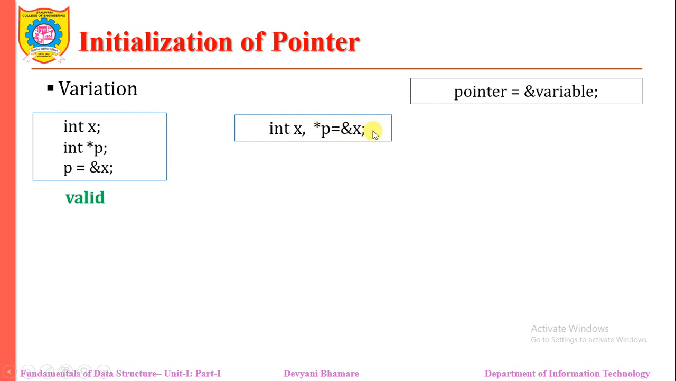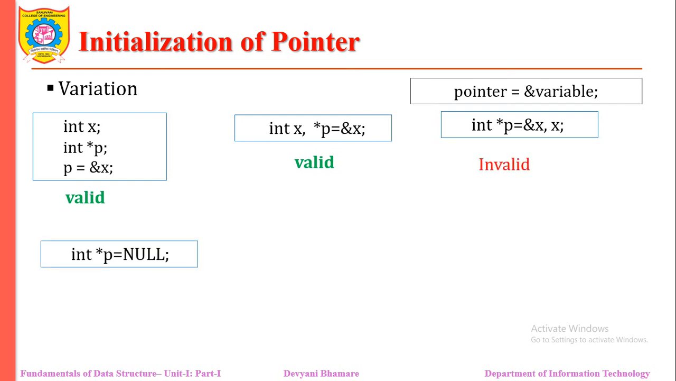This is also valid. But if we write int *p = &x and then the x variable is defined afterwards, it means p is containing the address of a variable which is not yet defined till that moment. That's why this is invalid. What we need to do? We need to define that variable first, then we get its address.